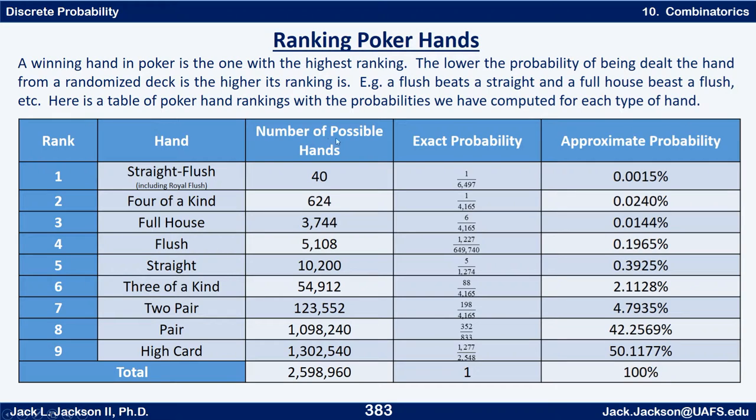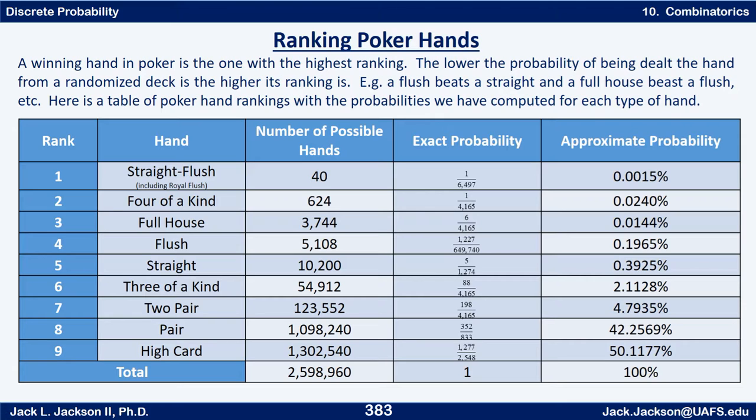So you see that a straight flush beats everything else. 4 of a kind is next higher. Full house beats a flush beats a straight. All of those beat a 3 of a kind. 3 of a kind beats 2 pair, which beats a pair. And of course the worst is when you don't have any of the above.